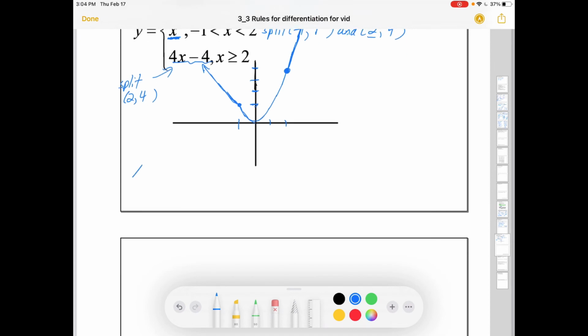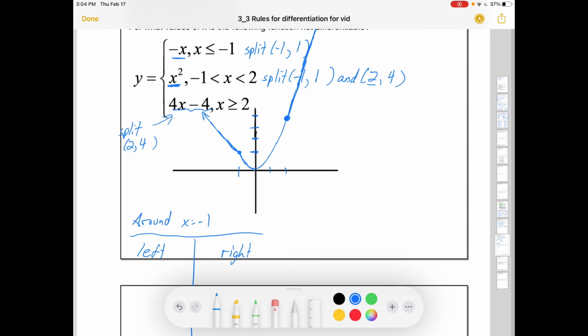Now what I'm going to do is wonder what happens around x equals -1. What is the slope around it? Now, to the left and to the right of x equals -1. To the left, it's this line, this -x. So to the left, f of x has the definition of -x. Just to the right of x equals -1, it has its parabolic definition, or f of x is x squared.